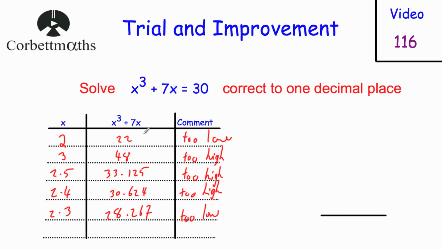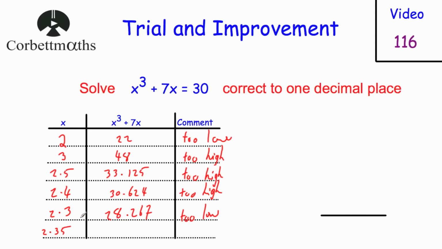Now we want to find our answer to one decimal place. So our answer will either be 2.3 or 2.4, because we know that 2.3 is too low and 2.4 is too high. So we know one of these two numbers is going to be our answer. We just need to find out which one's closest. Is 2.4 closer or is 2.3 closer? To do that, we're going to do a thing called the checker, which is 2.35.